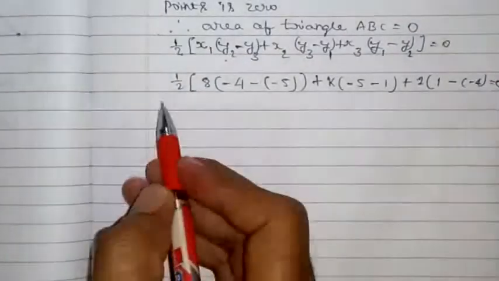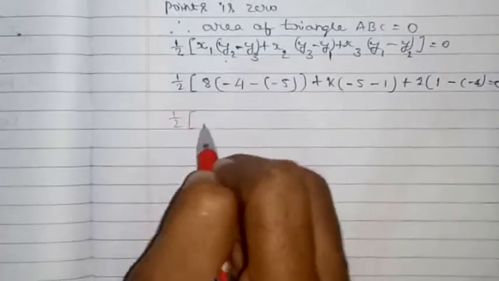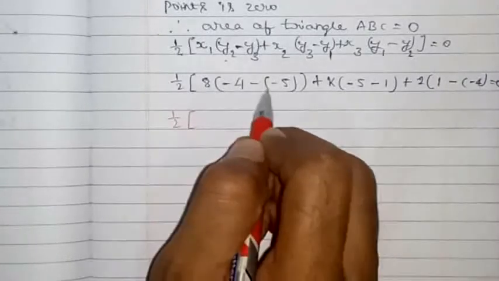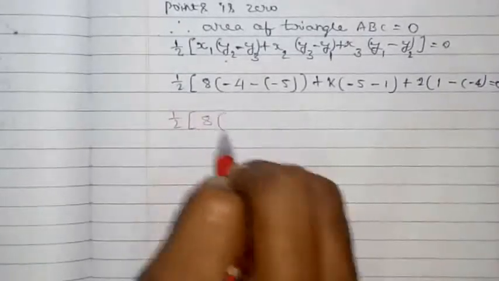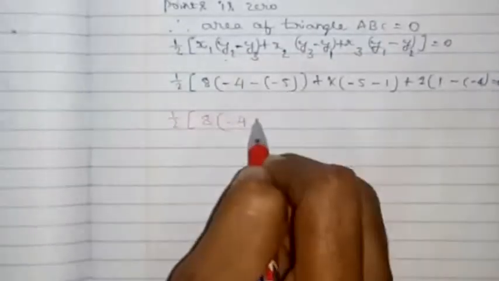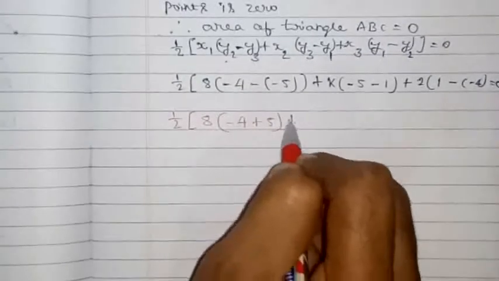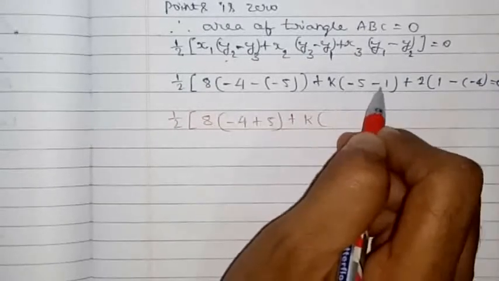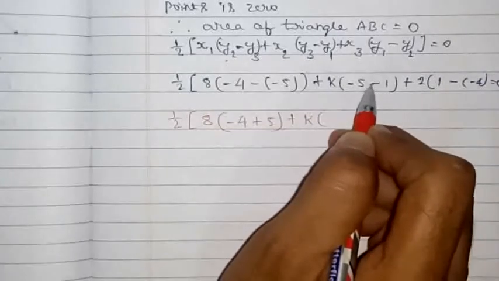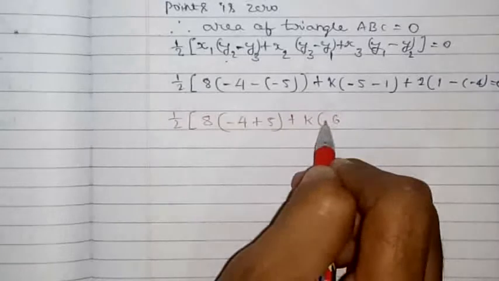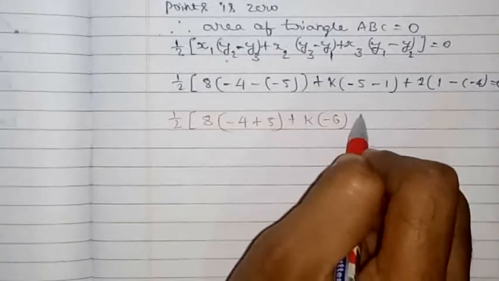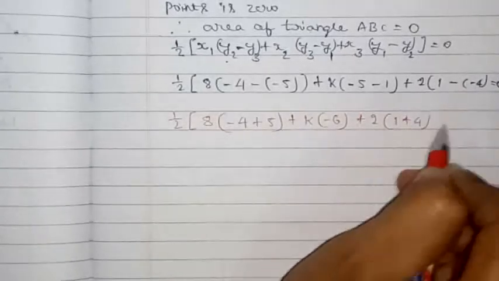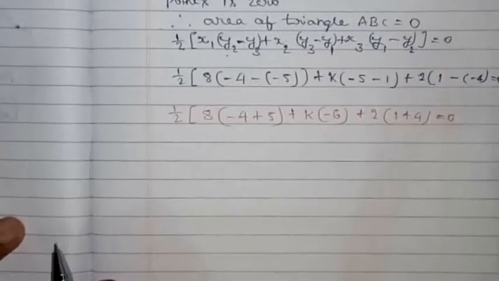So as usual, I'll write here half into, now if two symbols are there means just keep the first one as it is and just open the bracket first. So 8, now keep the minus 4 as it is, minus into minus will be plus 5, plus k. Now here you can multiply, add or subtract. So minus into minus will be plus, so therefore you need to add. 5 plus 1 is 6, sign of the biggest number is minus 6. So next plus 2, keep the 1 as it is, minus into minus will be plus 4 is equals to how much? 0.